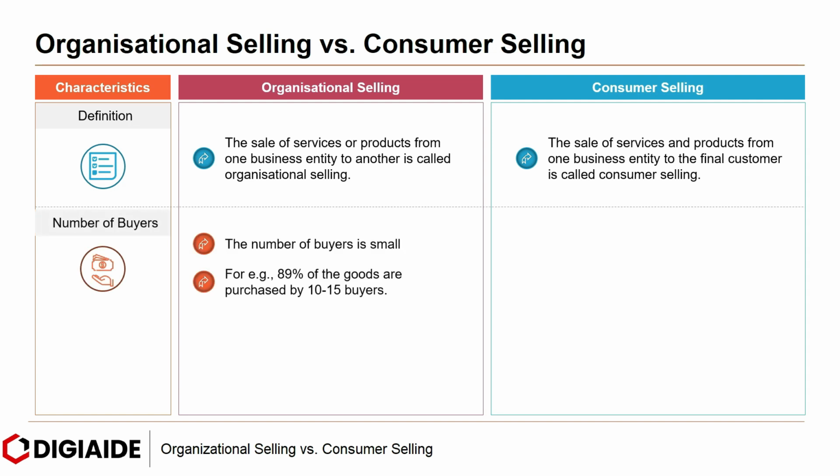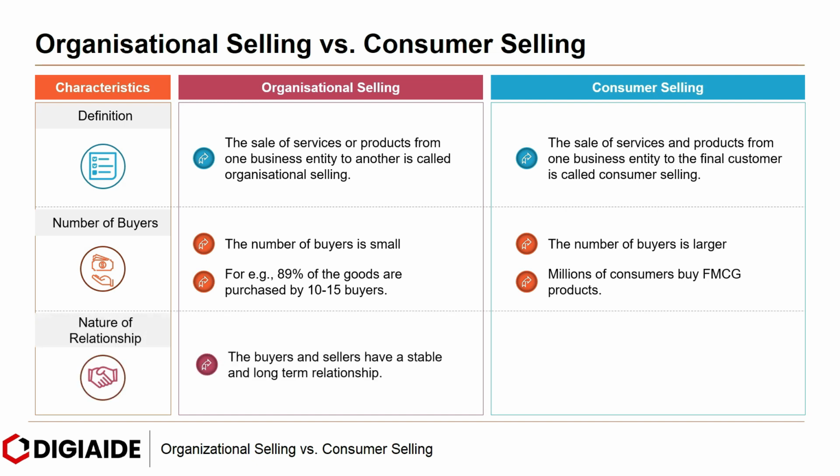In organizational selling, the number of buyers is small. For example, 89% of the goods are purchased by 10 to 15 buyers. But in case of consumer selling, the number of buyers is larger. Millions of consumers buy FMCG products. The nature of relationship: the buyers and sellers have a stable and long-term relationship in organizational selling, whereas in consumer selling, most relationships formed are for short term.